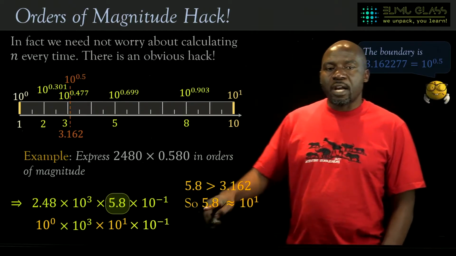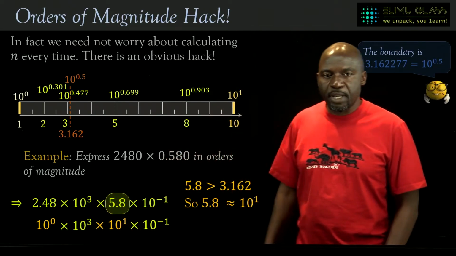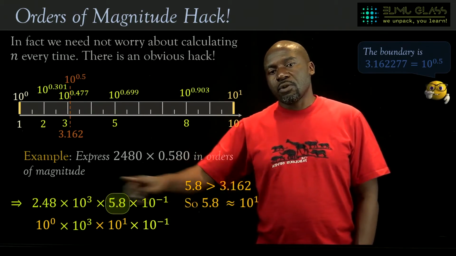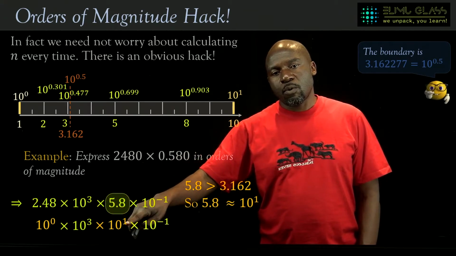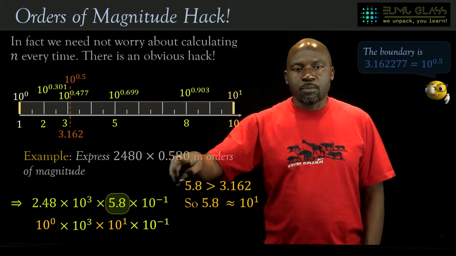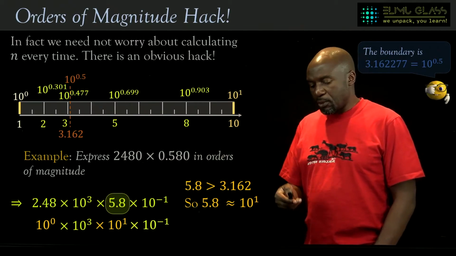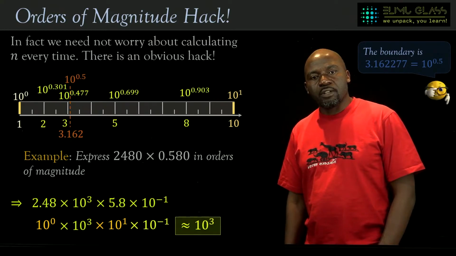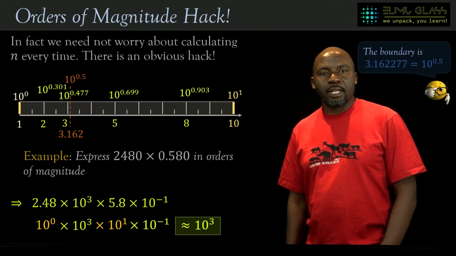Now we have similar bases, base 10, and so by laws of exponents we add the exponents. So 0 plus 3 plus 1 is 4, minus 1 is 3, and therefore this product rounded to the nearest order of magnitude is going to be 10 to the power of 3. As simple as that, okay?